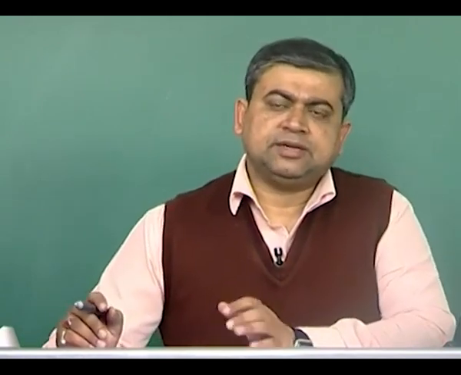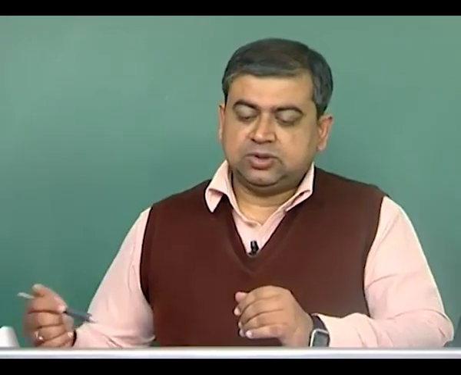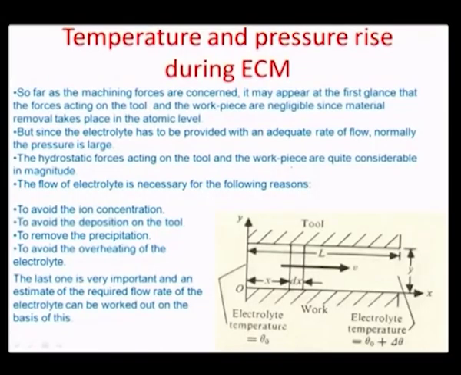And the design guideline should be such that the velocity of flow of this electrolyte between this gap, the equilibrium gap, should be in a manner that the boiling point of the electrolyte is never reached. So you have to operate safely below the boiling temperature of a certain electrolyte in an ECM process. So, let us look at some of these parameters here in the slide: temperature and pressure rise during the ECM process.